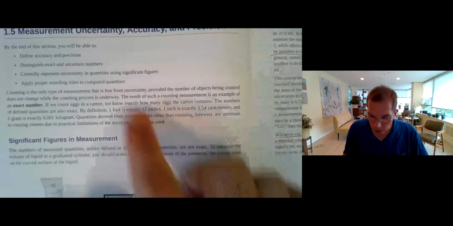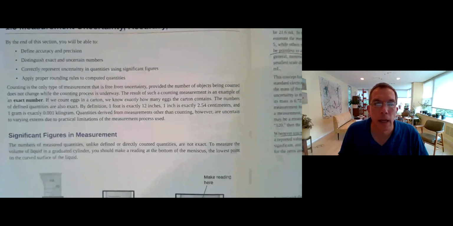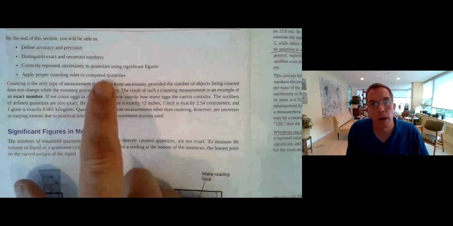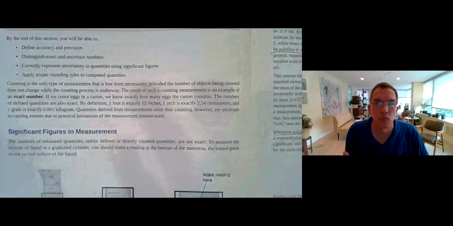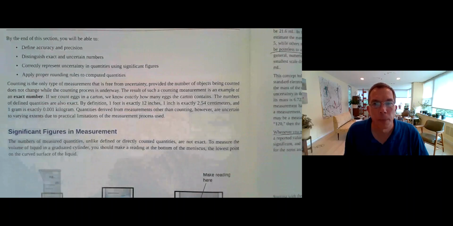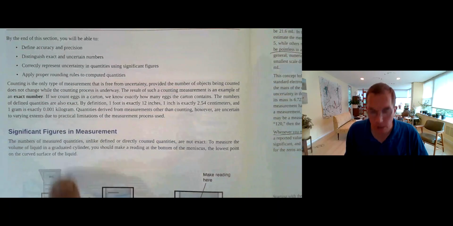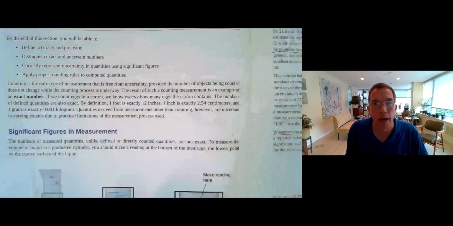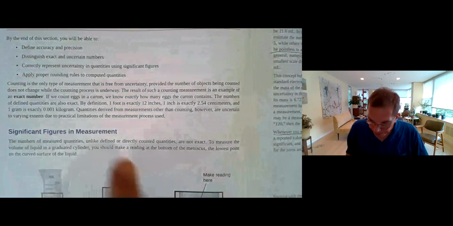Okay. Notice each one starts with the aim. Each section will start with the aim. So this is really, in some ways, telegraphing. The author is telegraphing to you what you should get out of this particular section. So this is something to pay attention to. We want to be able to define accuracy and precision and ultimately apply proper rules to rounding.